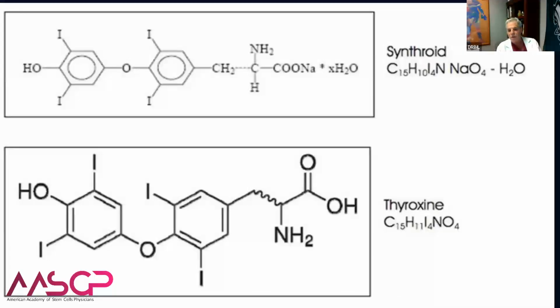This is just to show you the structure of thyroxine T4 versus Synthroid. And the point is, you don't need to be a biochemist to see that these things are not the same. This is a hormone. This is a drug.